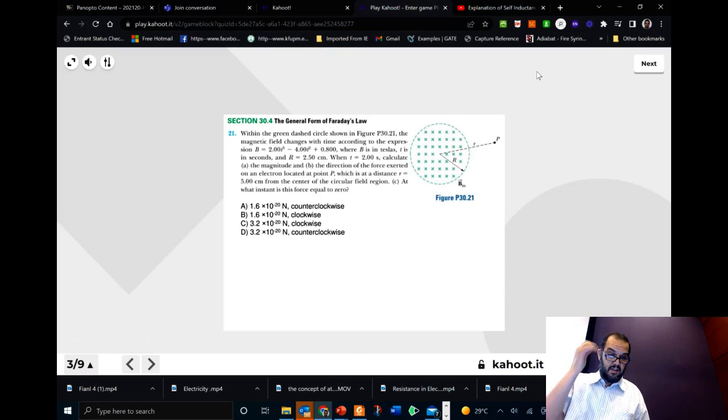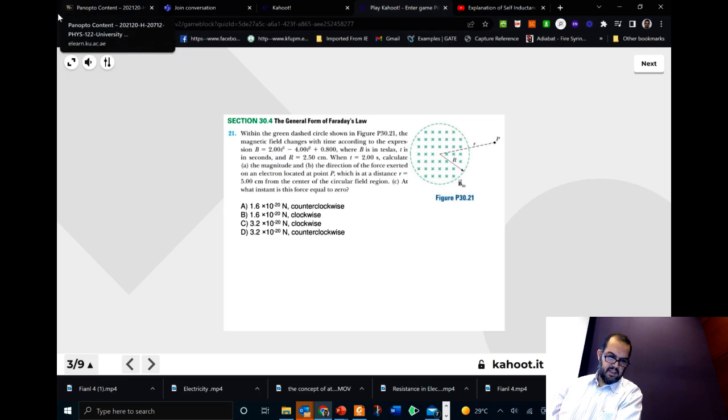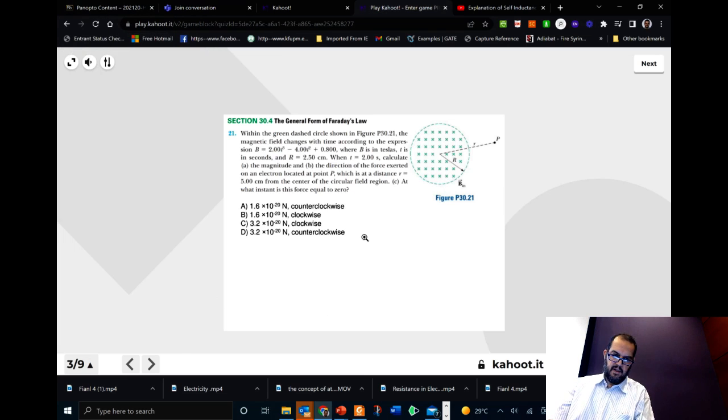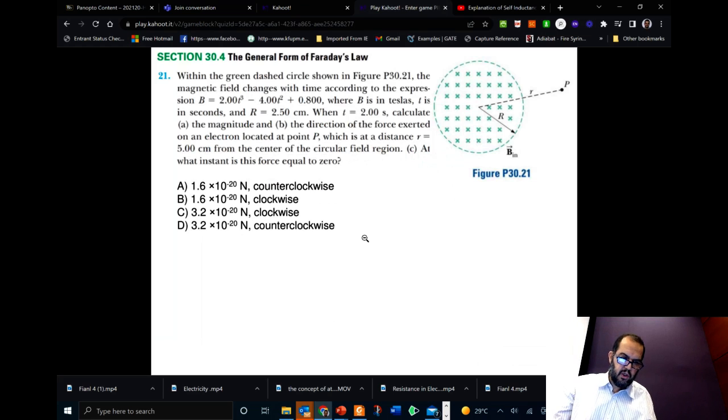Here is an interesting problem where we use the general form of Faraday's law. Within the green dashed circle shown in this figure, the magnetic field changes with time according to the expression B equals 2t cubed minus 4t squared plus 8, where B is in Tesla and t is in seconds. The radius, capital R, is 2.5 centimeters.